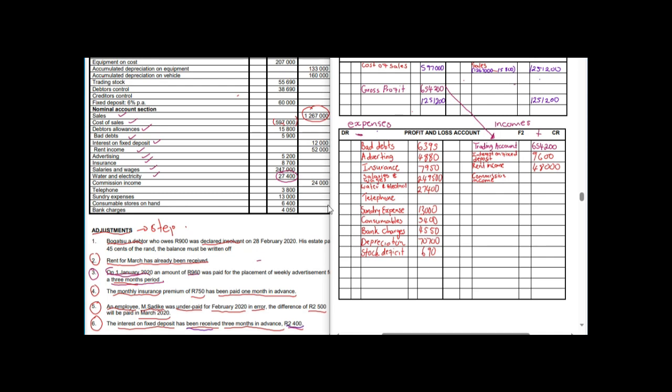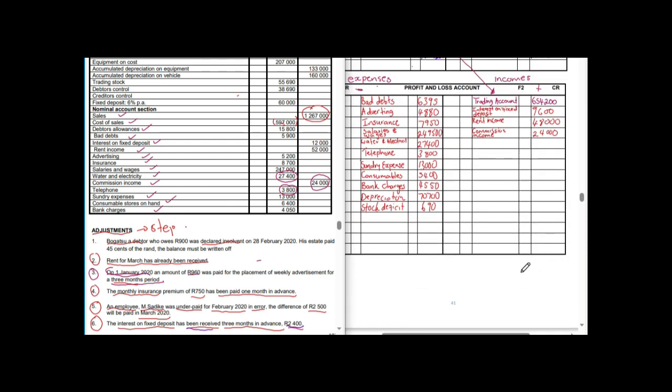27,400. And then commission income, which we didn't speak about, is how much? 24,000. And then telephone, we did not speak about telephone, so now we are just going to include it as it is, 3,800. And then we spoke about sundry expenses, consumables, as well as bank charges. So now, guys, we can close our profit and loss account by determining the bigger side. So obviously the bigger side is our credit side.